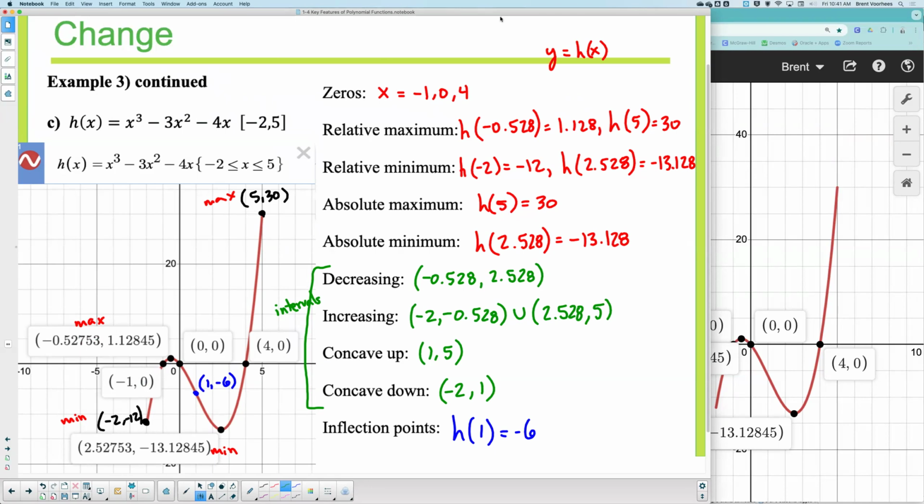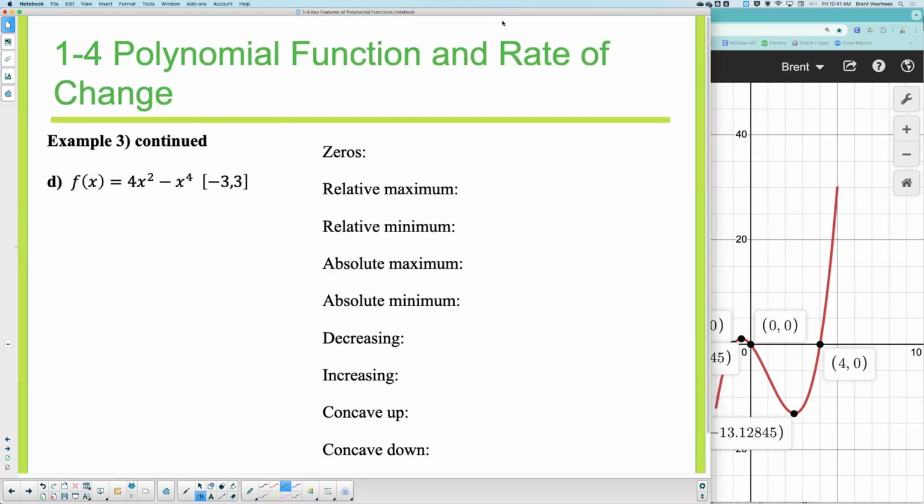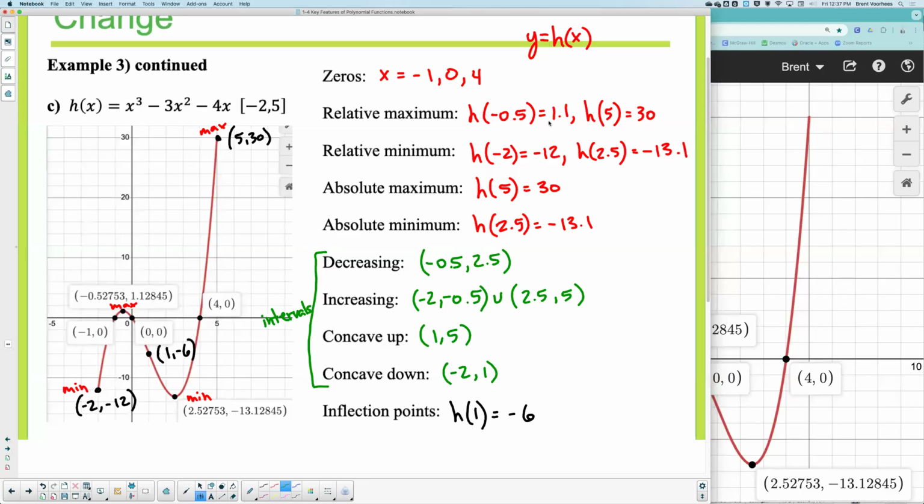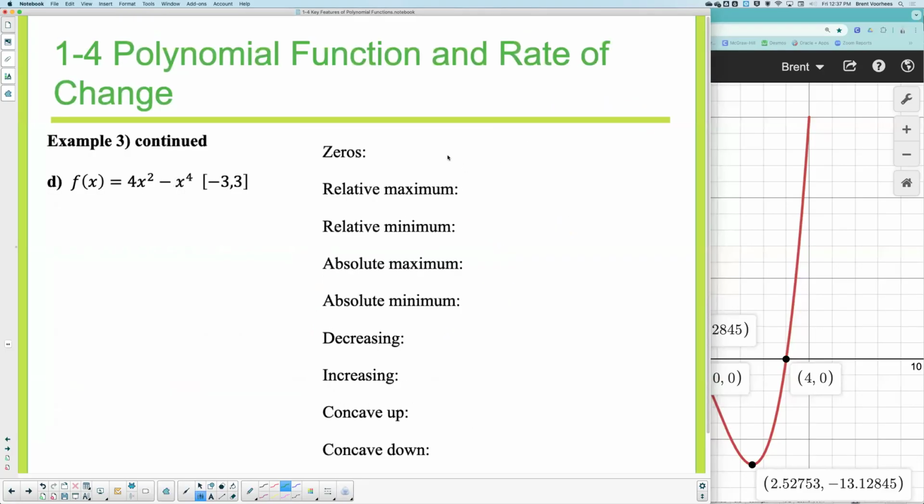Questions on how to use Desmos? All right, D. All right, we're going to take one more look at 3D here.